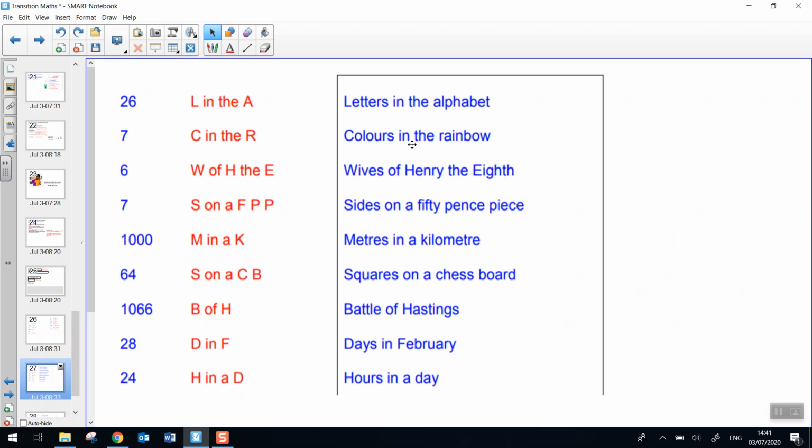So, 26 letters in the alphabet, 7 colours in the rainbow, 6 wives of Henry VIII. There was a spelling mistake there, isn't there? 7 sides on a 50p piece, 1,000 metres in a kilometre, 64 squares on a chessboard. 1066 is the Battle of Hastings. 28 days in February, 24 hours in a day. Let's look at the last ones.